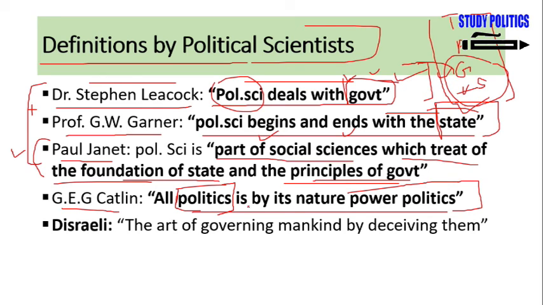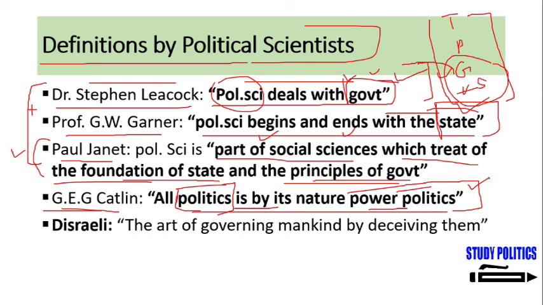So a person who is doing politics is doing it to gain power. For example, he wants to become prime minister, he wants to become president, he wants to become a member of parliament, he wants to become a member of the provincial assembly, or these sorts of things. So those who are doing politics are doing it for the sake of power. They want power for the sake of power. They want to gain power, they want to retain power, they want to exercise power. So according to G.E.G. Catlin, all politics is by its nature power politics. Politics is concerned with power.